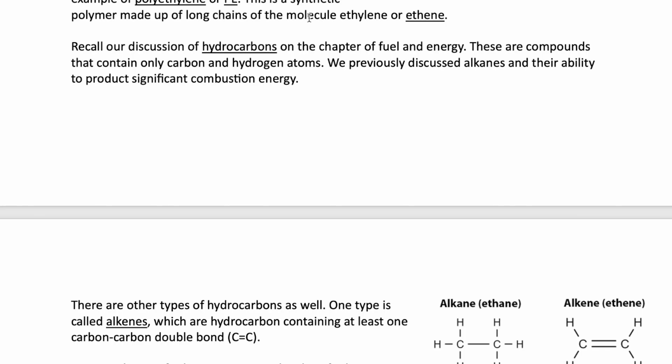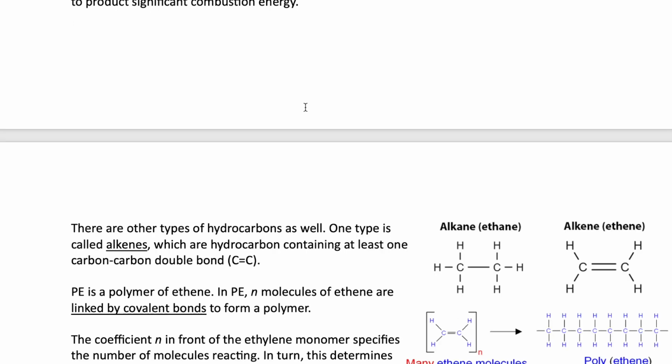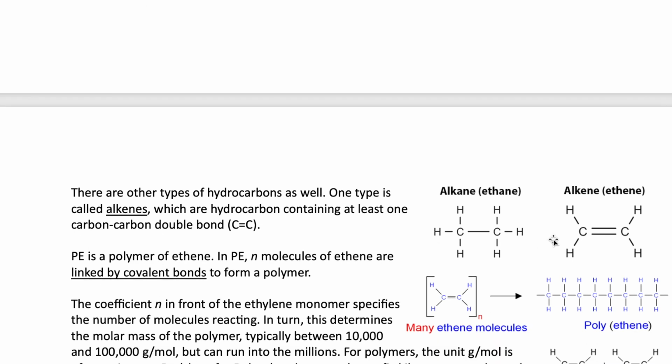This is a type of synthetic polymer that is made up of the monomer ethylene, or ethene. Now you might remember ethene from our discussion of hydrocarbons, which are compounds containing only carbon and hydrogen. We talked a bit more about alkanes in that chapter, but we also discussed alkenes briefly, and alkenes are just hydrocarbons that contain one or more carbon-carbon double bonds. So in alkanes, you only have carbon-carbon single bonds. So polyethylene is a polymer of ethene, which looks like this. It's just a 2-carbon compound where there is a carbon-carbon double bond.